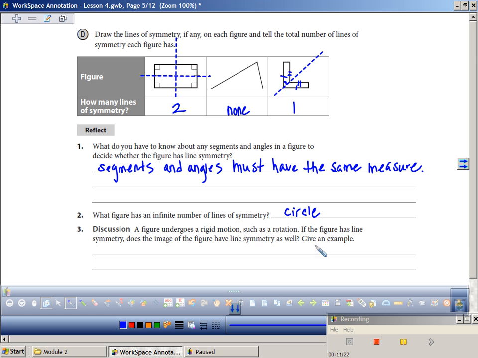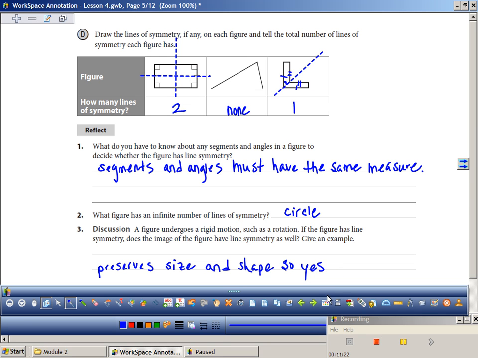Because why? It preserves size and shape. So if it preserves the same size and shape, of course it's going to, right? So, yes. Questions so far? Pretty straightforward, right?